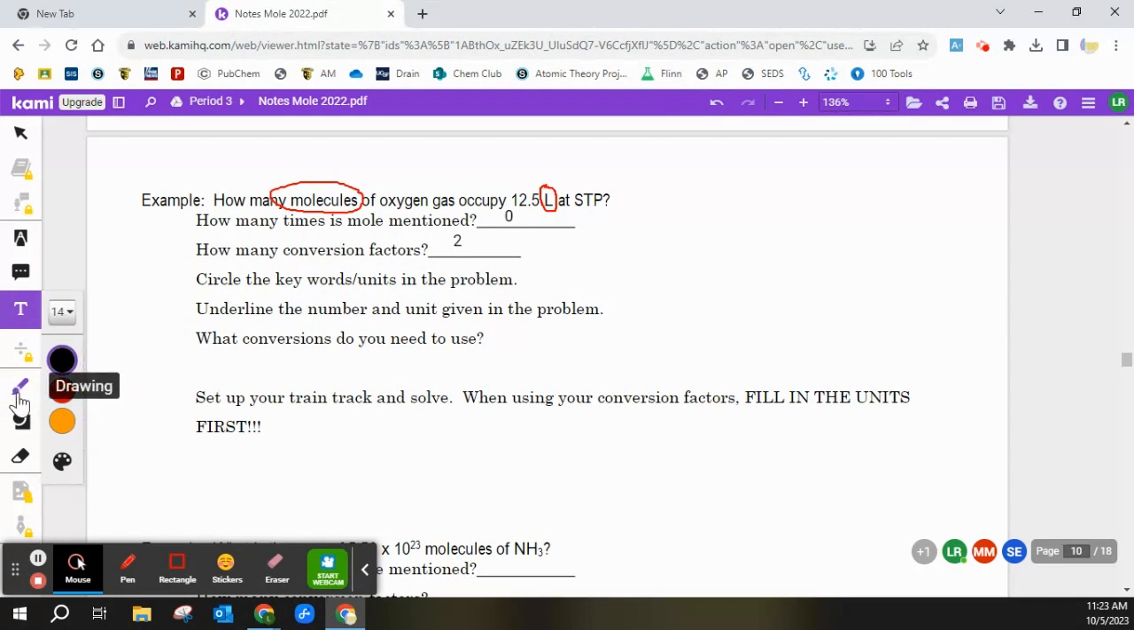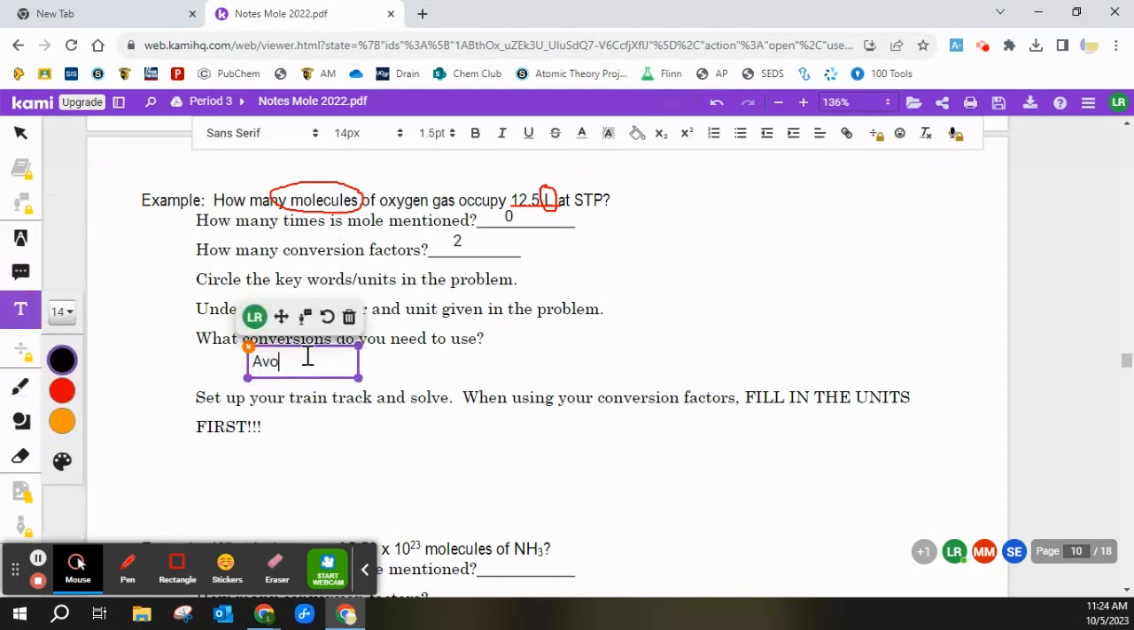Underline the number and unit given. All right, well, underline the unit, 12.5 liters. That's my starting point. That's what I'm going to put over 1. Now, what conversions am I going to need to use? Because it says molecules, I'm going to have to use Avogadro's number. And because it says liter, I'm going to have to use molar volume.